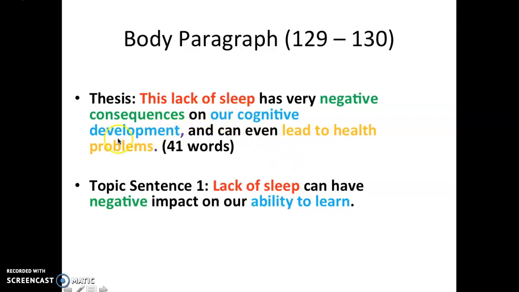So what about cognitive development? In this case, the student decides to write about the ability to learn. So it's a little bit more specific. So this is body paragraph number one, and all the elements of the body paragraph will be about what? About the fact that lack of sleep has a negative impact on the ability to learn.